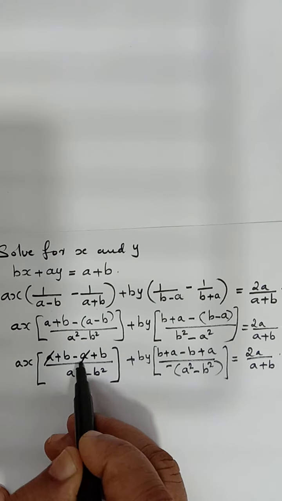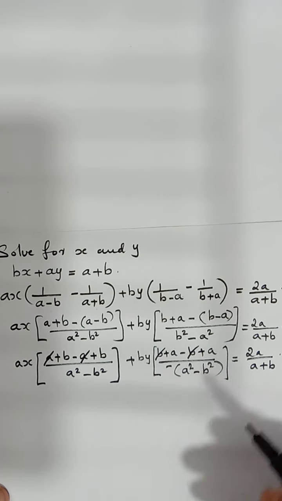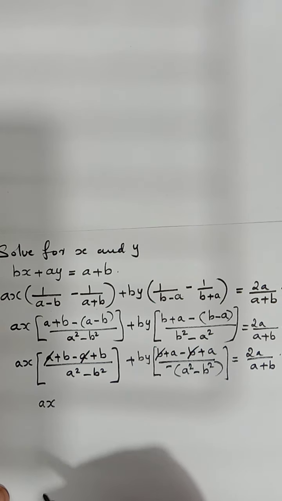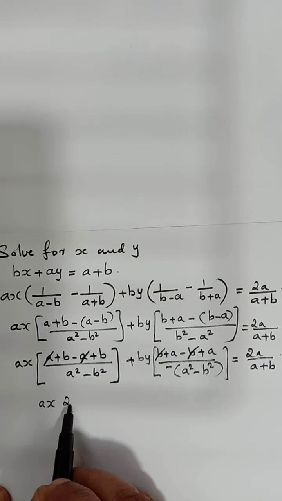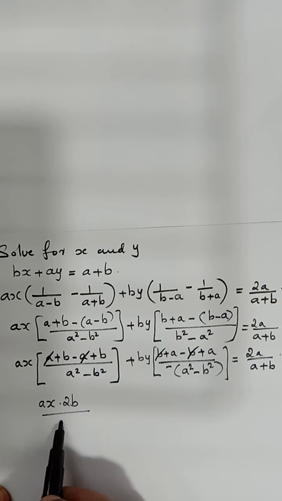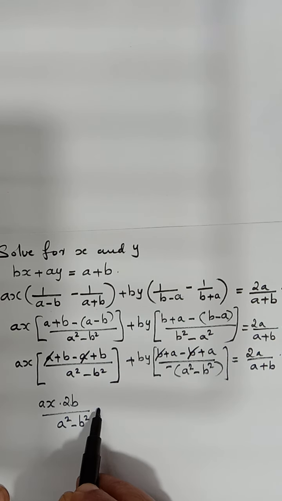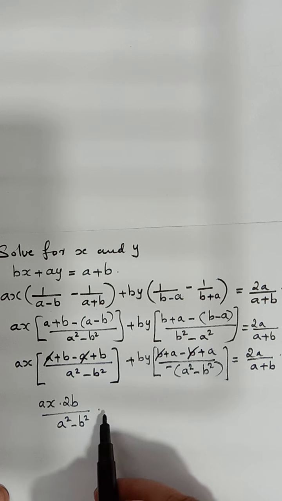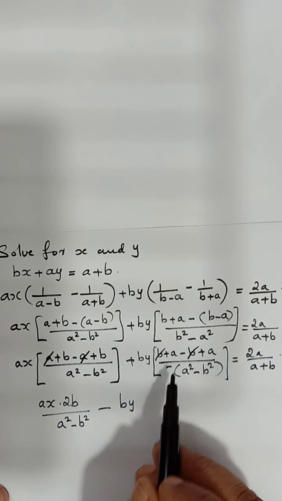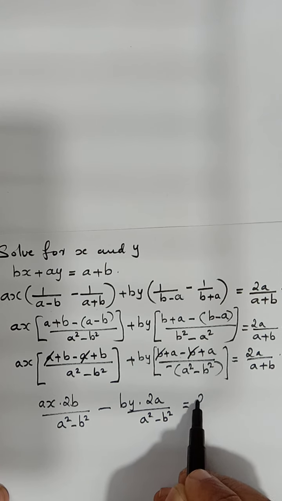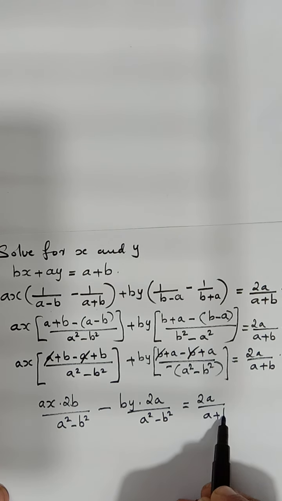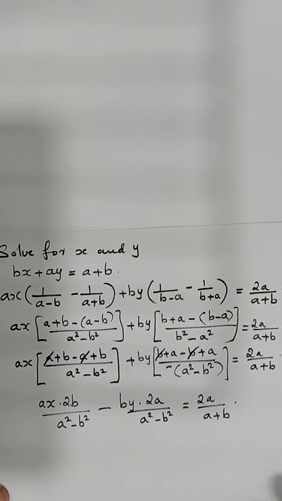So now let us simplify this. We can get b minus b is 0. So ax into b plus b is 2b, 2b divided by a square minus b square. Okay, this minus sign, minus into plus will become minus, by into a plus a is 2a divided by a square minus b square. That's equal to 2a by a plus b. Yes. Now again simplification. We will simplify.